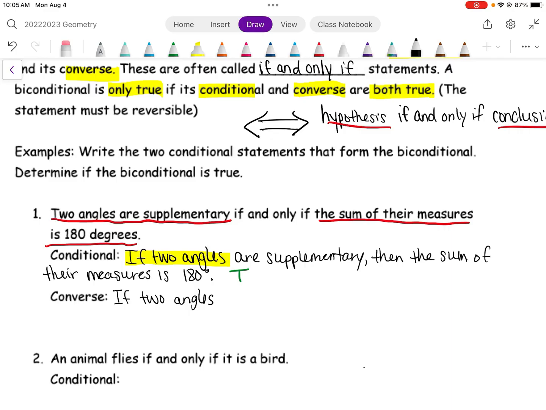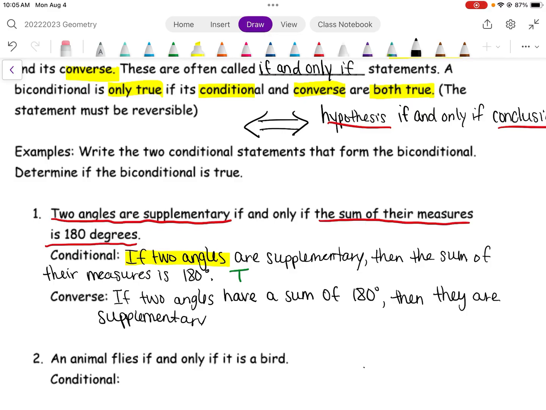If two angles, we could either say add to 180 or have a sum of 180 degrees, then they are supplementary. Okay, read that again. If two angles have a sum of 180, then they are supplementary. So if they add to 180 degrees, are they supplementary? Absolutely.